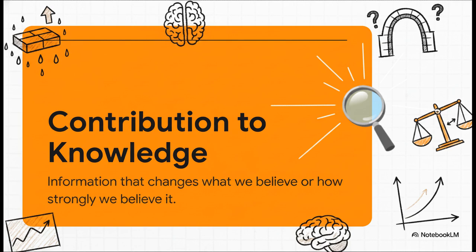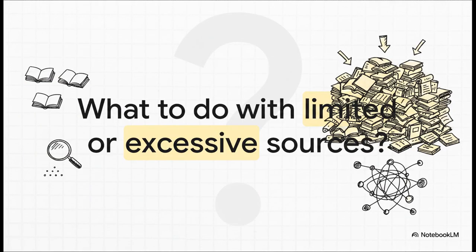You don't have to invent a completely new architectural style. Sometimes just proving that a specific type of brick holds up 10% better in the rain is a massive, highly valuable contribution. Now, I want to pause for a second and ask a question that paralyzes almost all early career researchers at some point. What exactly do you do when you survey the land and you find either way too few sources or way, way too many?